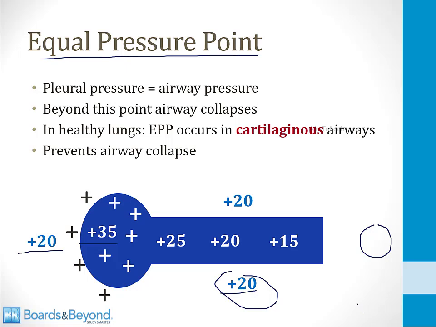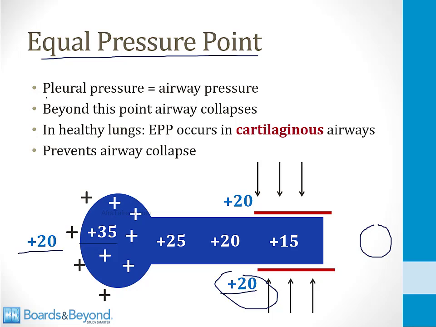And the reason for this is because in healthy people, this point beyond the equal pressure point occurs within the cartilaginous airway. So in the video on pulmonary anatomy, I talked about how some portions of the airway have cartilage and some do not. In healthy people, the equal pressure point occurs within the cartilaginous airways, and therefore the pleural pressure cannot cause collapse. So I've summarized these points on this slide.